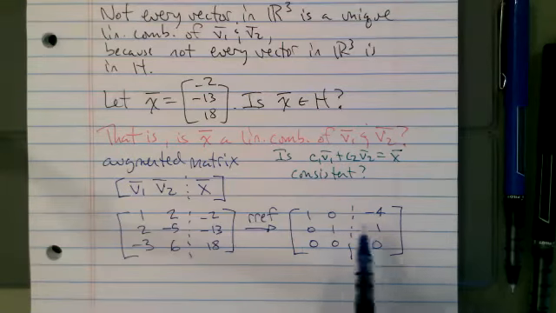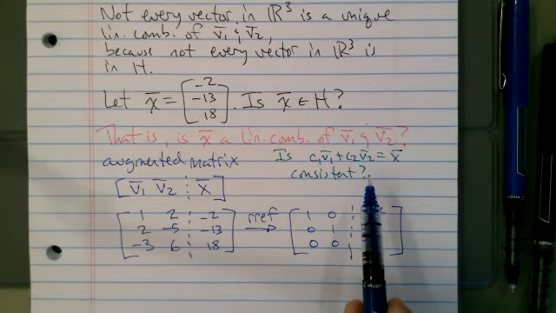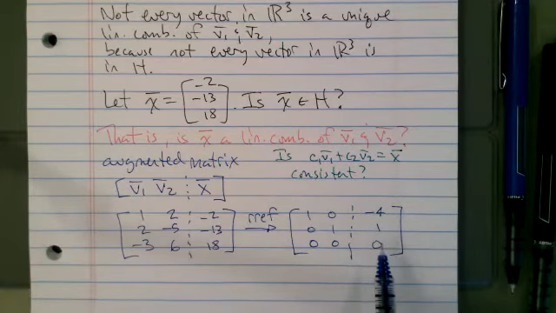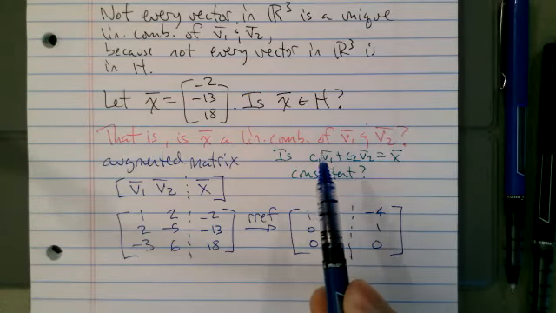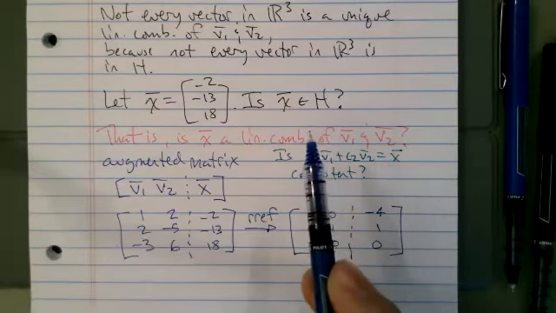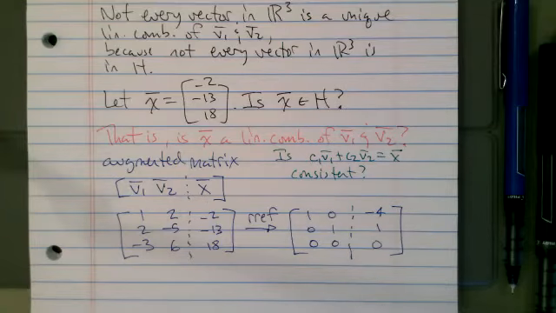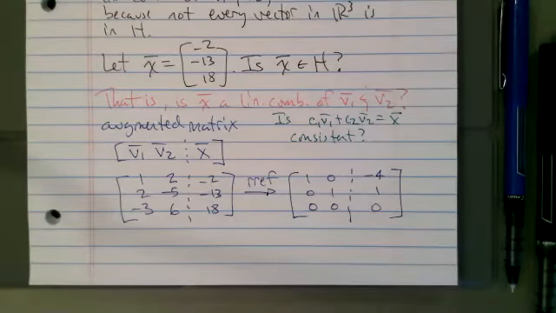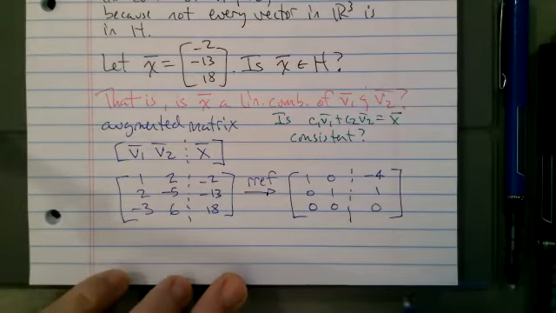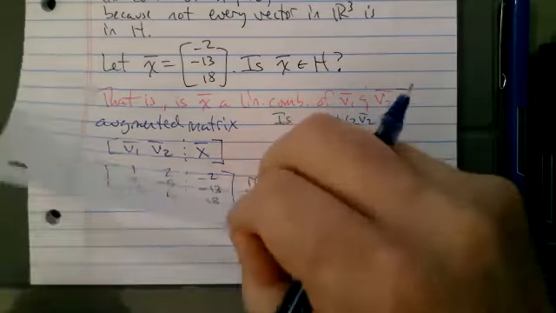So what we get is that the augmented matrix of the vector equation does not have a pivot in the rightmost column. Therefore, the vector equation is consistent. And therefore, X is a linear combination of V1 and V2. Therefore, X is in H. Oh, look how badly I planned that out. I'm way at the bottom of the page. So stay tuned for conclusions.